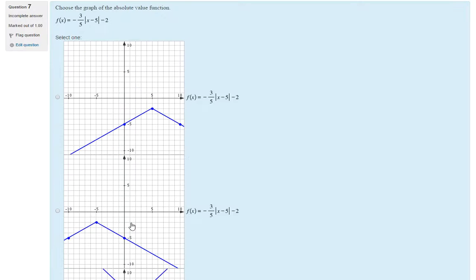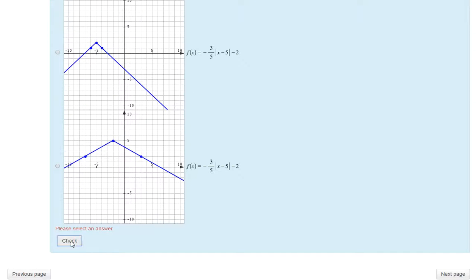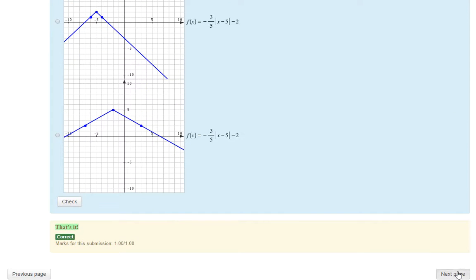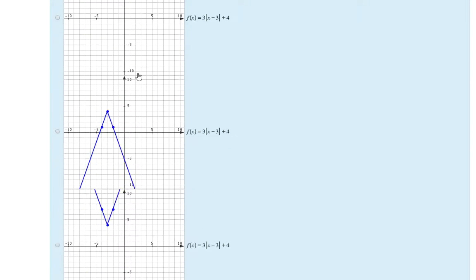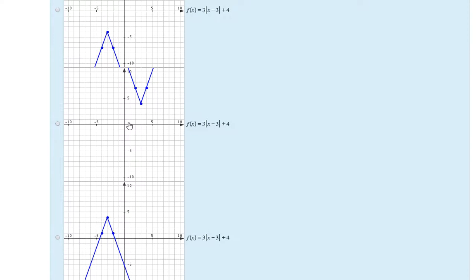Oops, did I not choose that one? I guess I didn't. What was this guy? a is +3, h is +3, k is +4. So how about that? h is +3, 1, 2, 3. k is +4, 1, 2, 3, 4. And the slope of the right side is 1, 2, 3 over 1. So that fits.